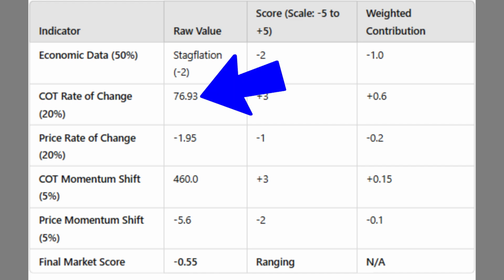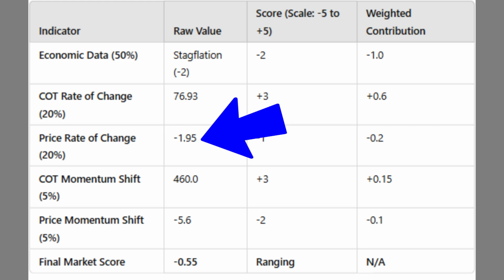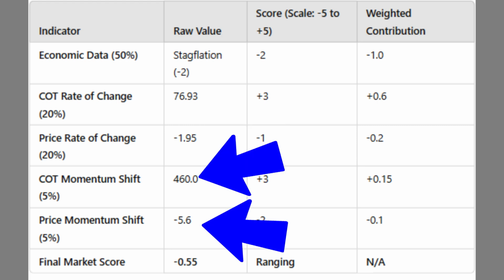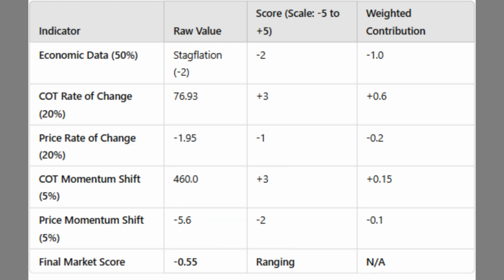COT positioning shows a bullish shift in sentiment. Price action is slightly bearish, but not strongly trending. Momentum shifts suggest mixed market signals. That is why the final market score for USD is -0.55.